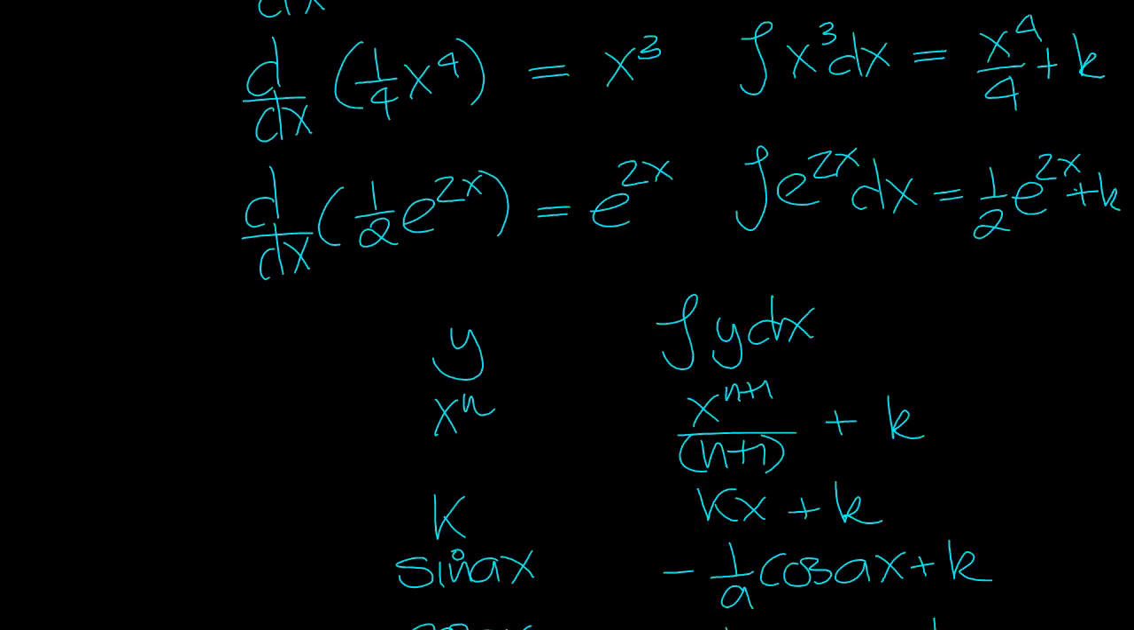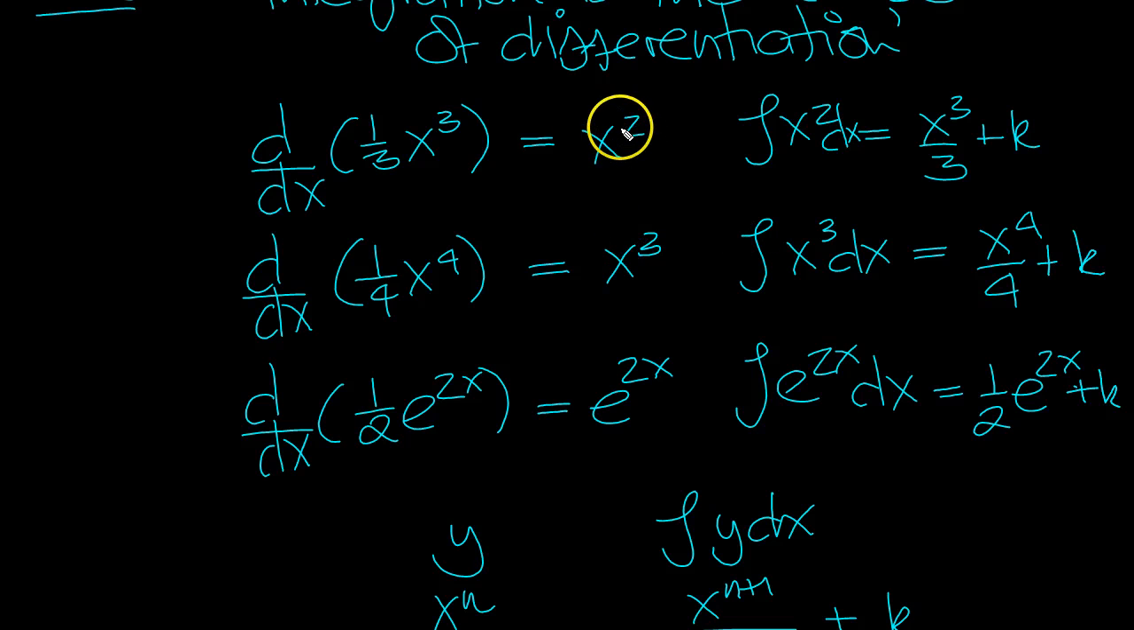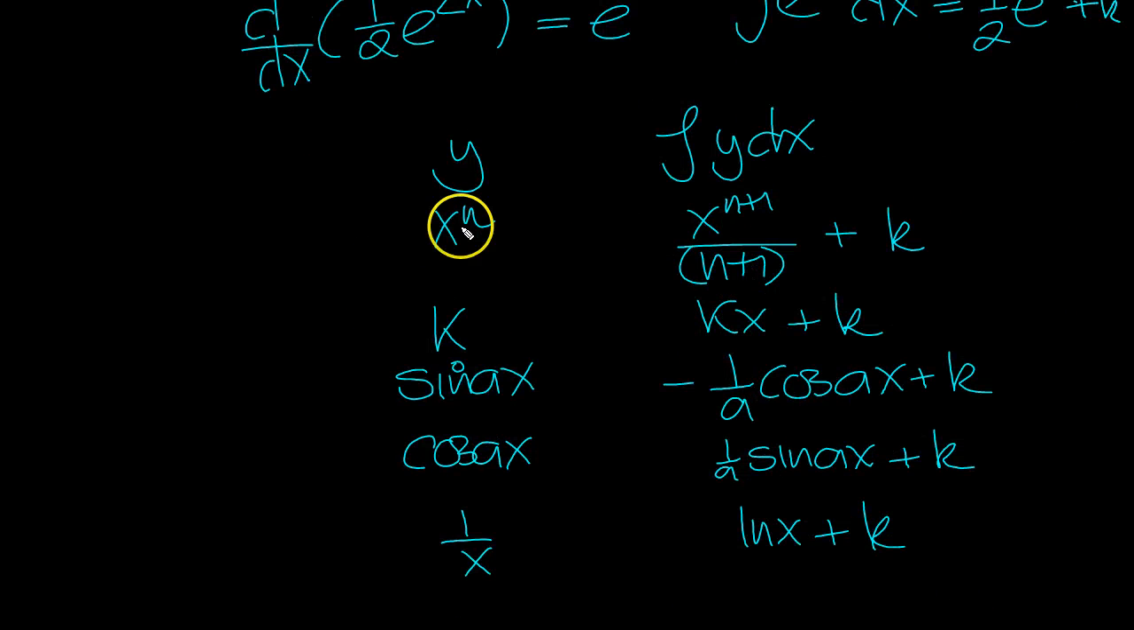Okay, and that leads us to our table. If we look at those first two, see we raise the power by 1 and divide by that number. Raise the power by 1, divide by that number. So here's the rule then. There's only one exception when n is minus 1 here. So this rule is for n not equal to minus 1. That's covered here with the logarithm case. So there's the rule for powers.